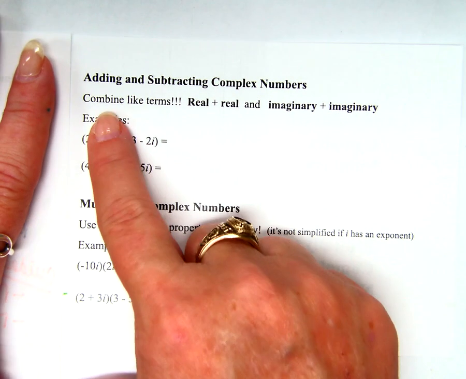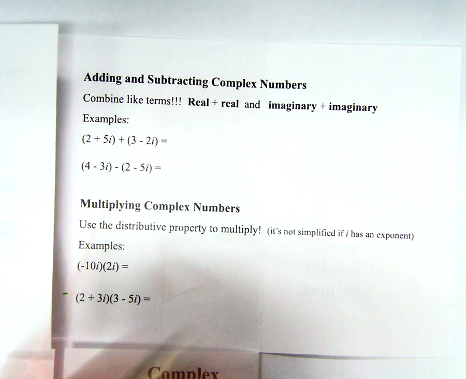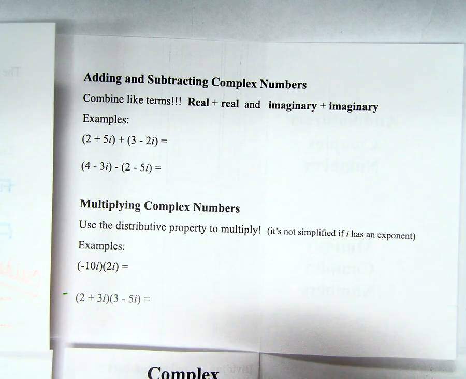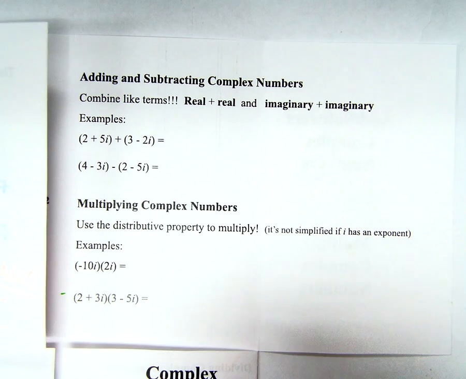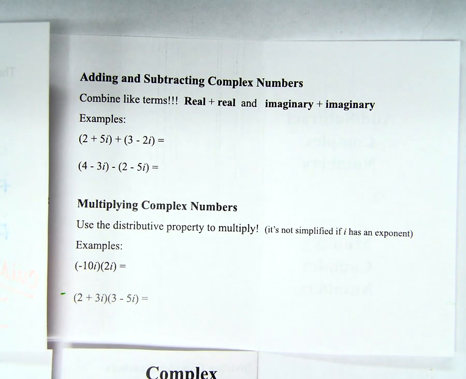Okay. Adding and subtracting is where we're going to start. Adding and subtracting. We add real plus a real and imaginary plus imaginary. Are you allowed to add real and imaginary? When is the only time ever that adding real and imaginary worked?